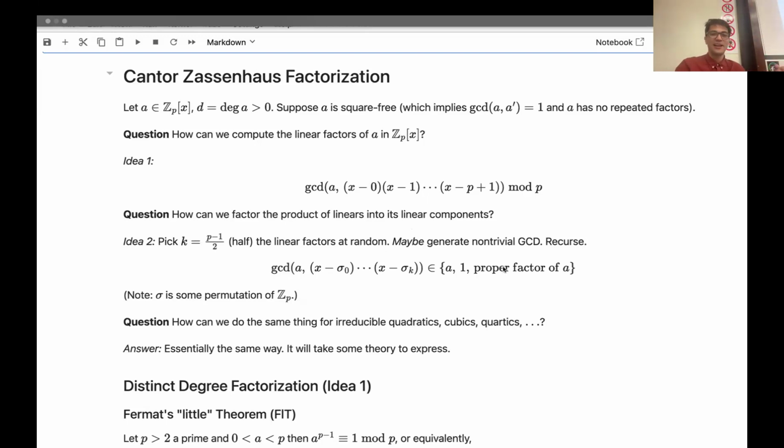That's bad. The GCD can be 1. So none of the roots of A are in the half roots that you've chosen. Also bad. Third option, some of the roots of A are in half of the roots that you've chosen. So what you end up getting is a proper factor of A. Why is this important? If I get a proper factor of A, I can divide it out. So this product of all the linear factors I have, now I have a break point in it. I can break that into two pieces, and those two pieces are smaller. Do this again until the thing that you're left with is a linear polynomial.